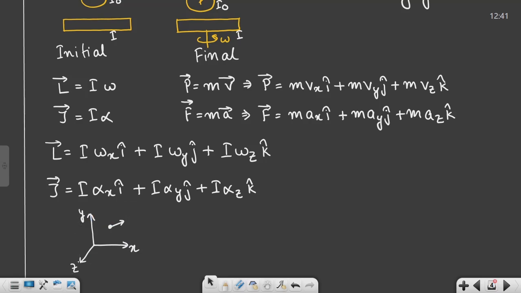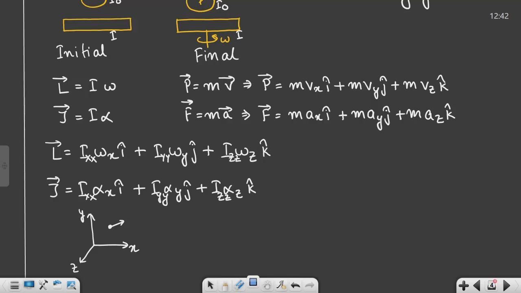Similarly, moment of inertia about the z-axis is nothing but m into this distance from the z-axis squared, isn't it? So moment of inertia through all the axes would be different. So while writing rotational terms, the formula expansion becomes moment of inertia. Total angular momentum is moment of inertia through x-axis into angular velocity in x component plus moment of inertia through y-axis into angular velocity in y component plus moment of inertia through z-axis into angular velocity in z component. Similarly, torque is equal to Ixx into alpha x, Iyy into alpha y, Izz into alpha z.